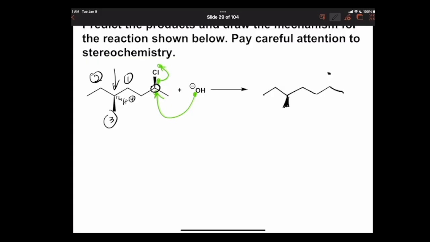We are changing the geometry over here. It's going to be an OH. Chlorine used to be up. OH is going to be down. My point is, it is not correct to say that SN2 reactions change all asymmetric centers. It only impacts where the reaction is happening.